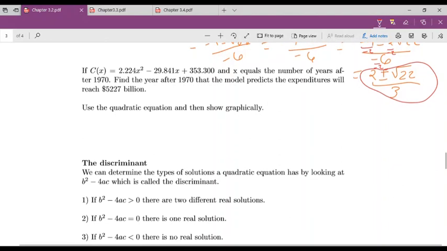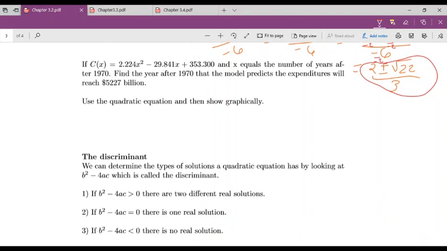Okay. The next question says, if c of x equals 2.224x squared minus 29.841x plus 353.300, and x equals the number of years after 1970, find the year after 1970 the model predicts the expenditures will reach 5,227 billion. Okay, so it says use the quadratic equation and then show graphically.